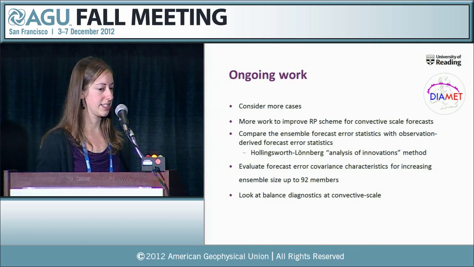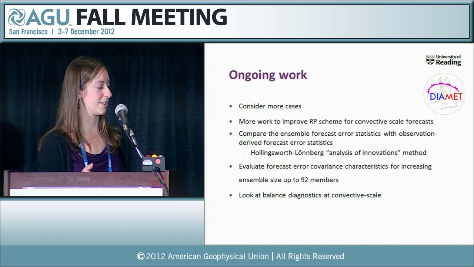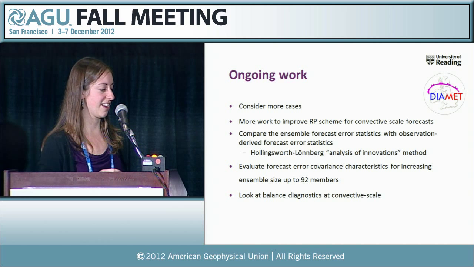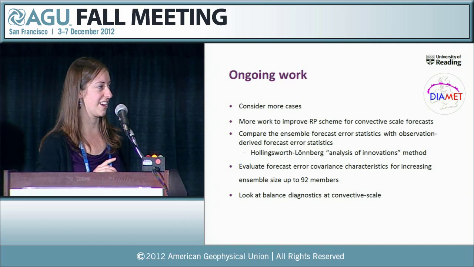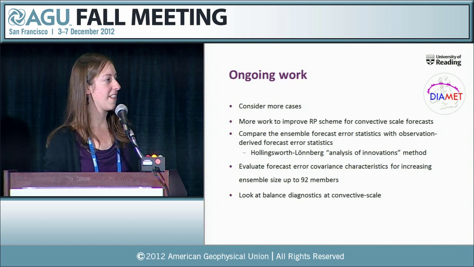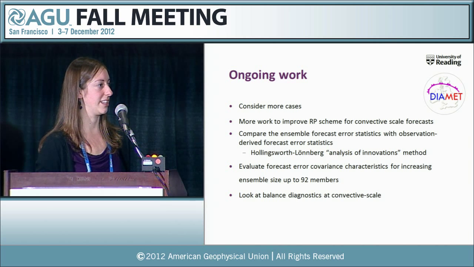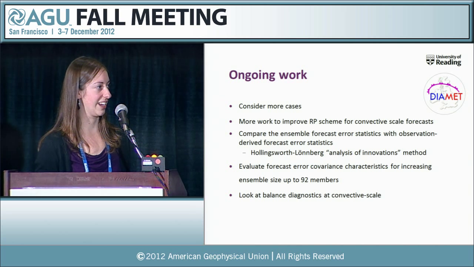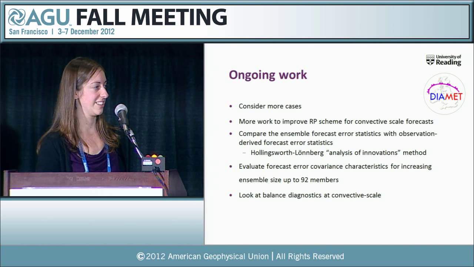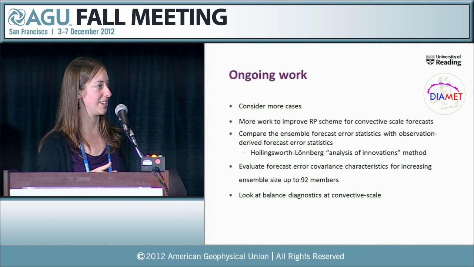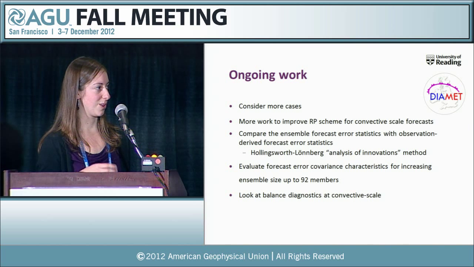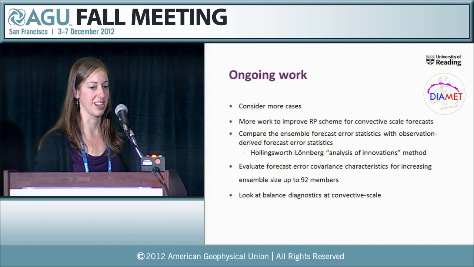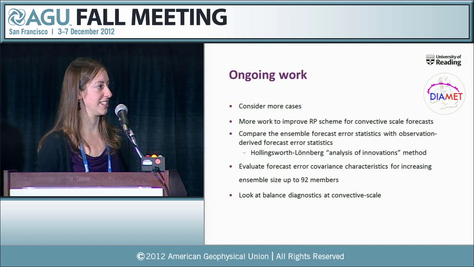And we're also looking at balances at convective scale. In particular, at these scales, the hydrostatic and geostrophic balances can no longer be assumed to hold. And these are assumptions that are assumed in data assimilation systems. So we're trying to use the ensemble data that we've got from these systems to see what alternative balances do hold and therefore could be imposed in convective-scale data assimilation systems.